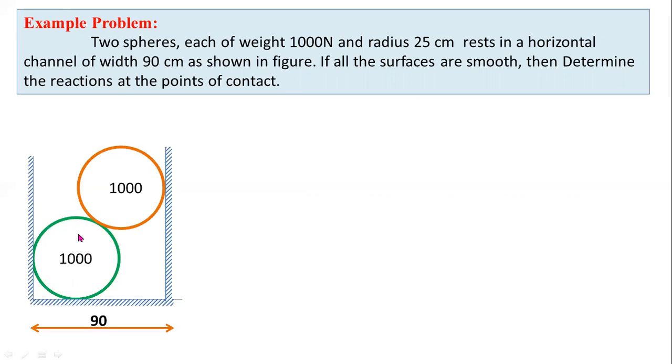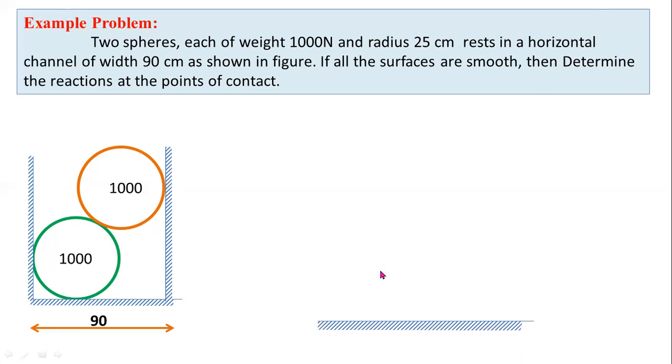Here two spheres, each of weight 1000 newtons and radius 25 centimeters, rest in a horizontal channel of width 90 centimeters as shown here. If all the surfaces are smooth, then determine the reactions at the points of contact. For smooth surfaces, you have to consider zero friction. Now from this diagram, first of all, you have to identify the forces, that is, you have to draw the free body diagram.